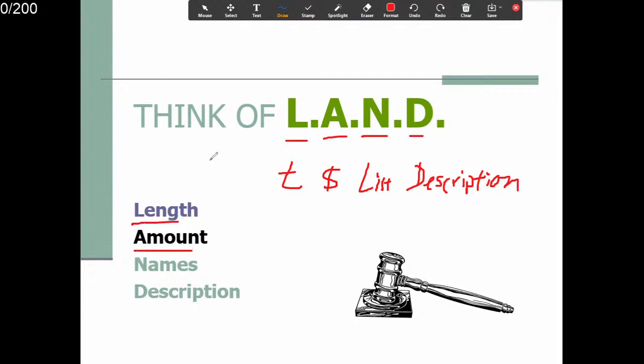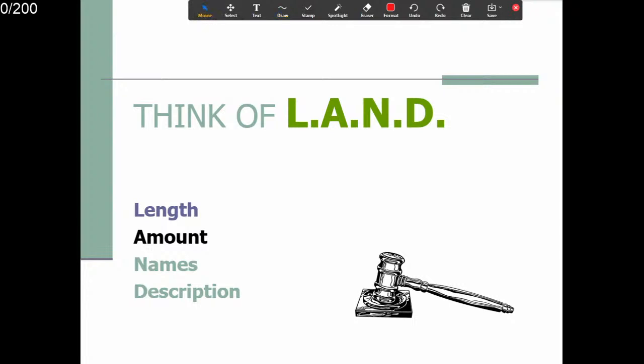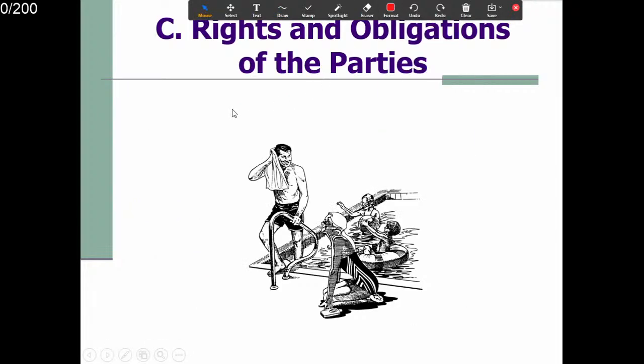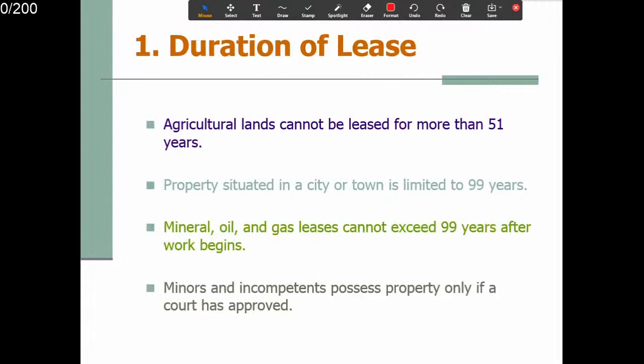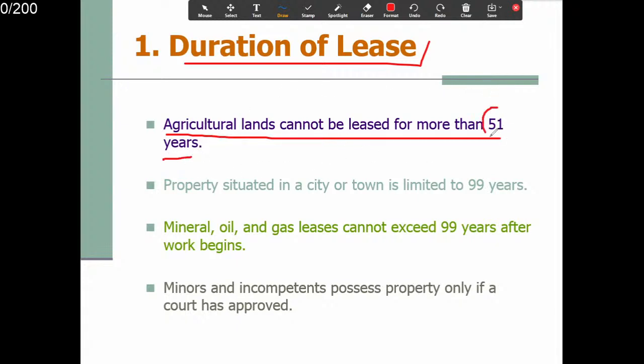时间、租费、名单、什么房楼。Rights and application of the parties. 大家有什么责任呢？跟权利呢？Okay, duration of the lease. 多长时间？Okay, agricultural land cannot be leased for more than 51 years. 农地的话不可能超过51年。Okay, it has to be less than or equal to 51 years.